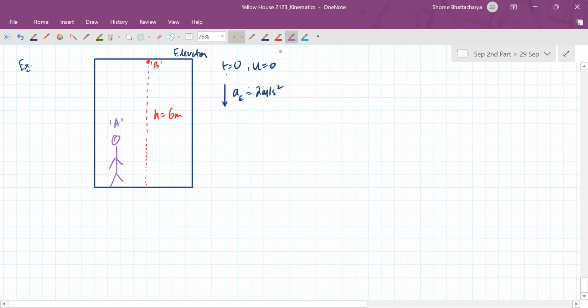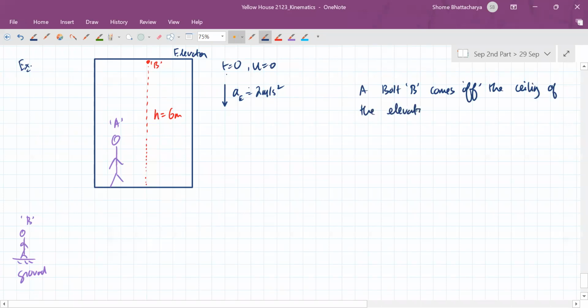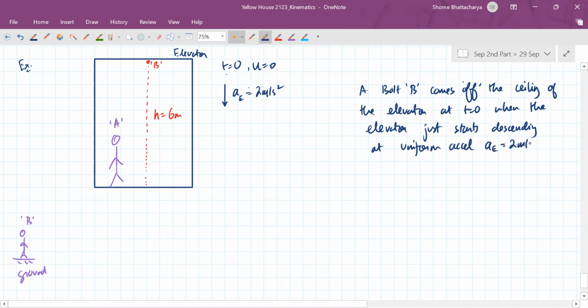There is one observer who's inside the elevator, let's say observer A, and another observer who's the ground frame, B. So a bolt comes off the ceiling of the elevator at t equal to 0, when the elevator just starts descending at uniform acceleration 2 meters per second square.